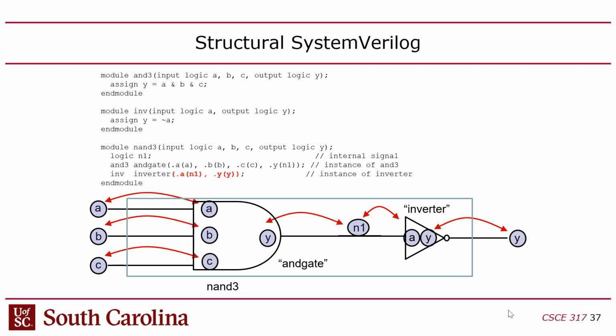Now this is why I call these internal signals just kind of like glue, right? N1 is the glue that glues together the AND gate and the inverter. Make sense? So if this makes sense, then you understand how structural HDL works. Because VHDL works the same way. VHDL is very similar in the sense of creating structures.